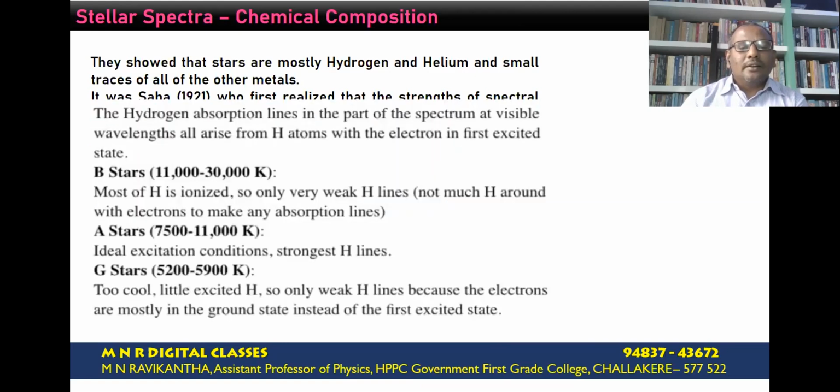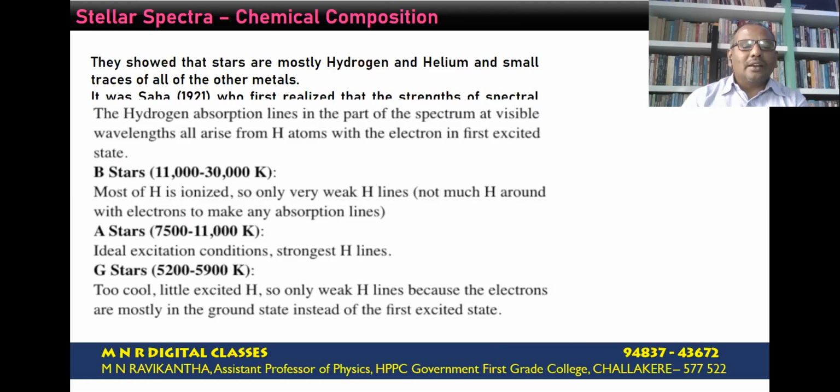Now let us understand the composition of various types of stars. The hydrogen absorption lines in the part of the spectrum at visible wavelengths all arise from hydrogen atoms with the electron in the first excited state. In the case of O-class stars, whose surface temperature is about 11,000 to 30,000 Kelvin, they mostly possess hydrogen in an ionized state. So there are only weak hydrogen lines, not much hydrogen around with electrons to make the absorption lines.